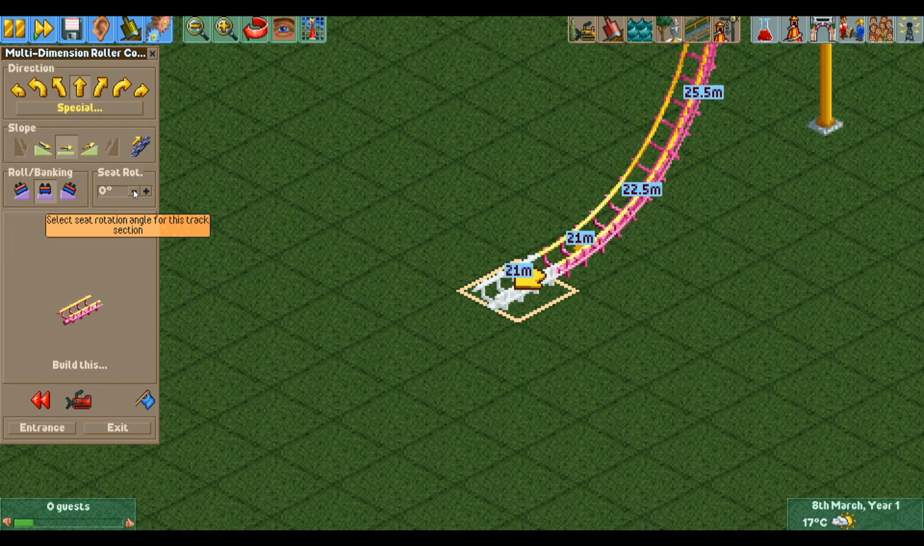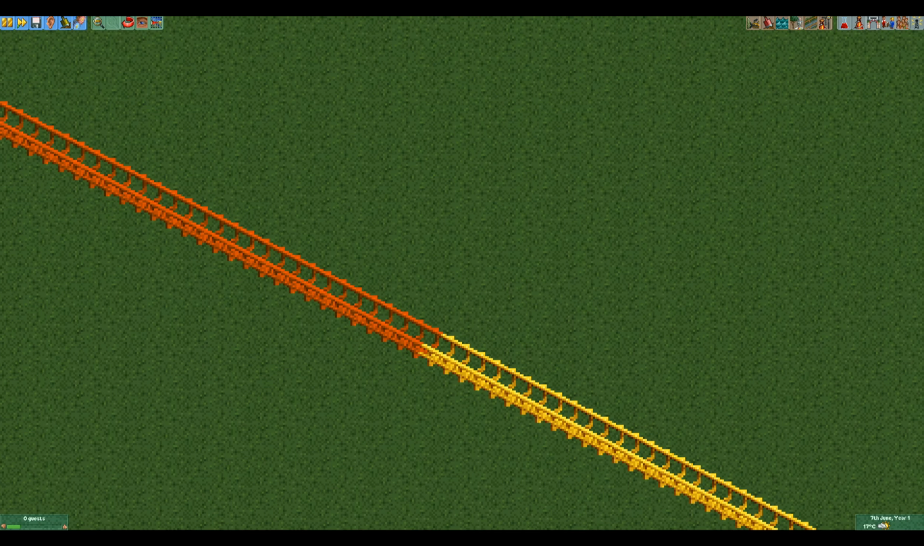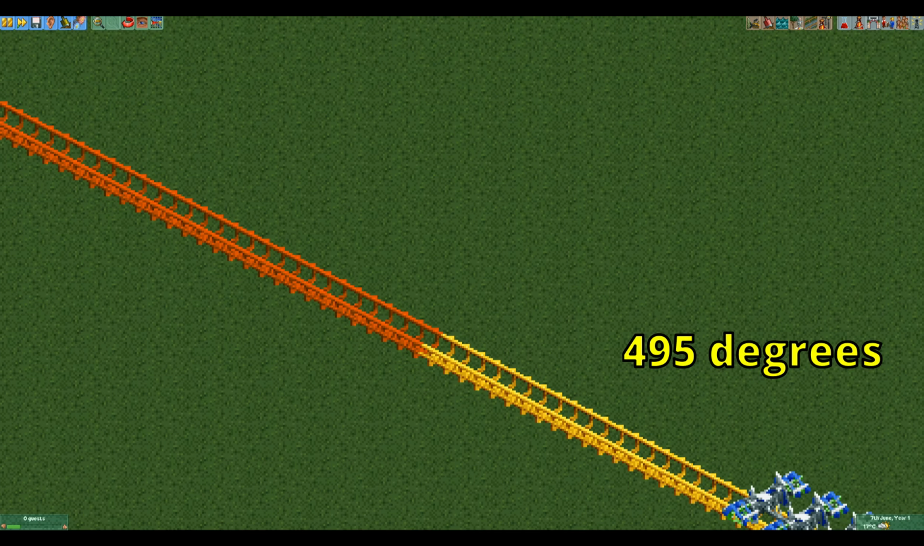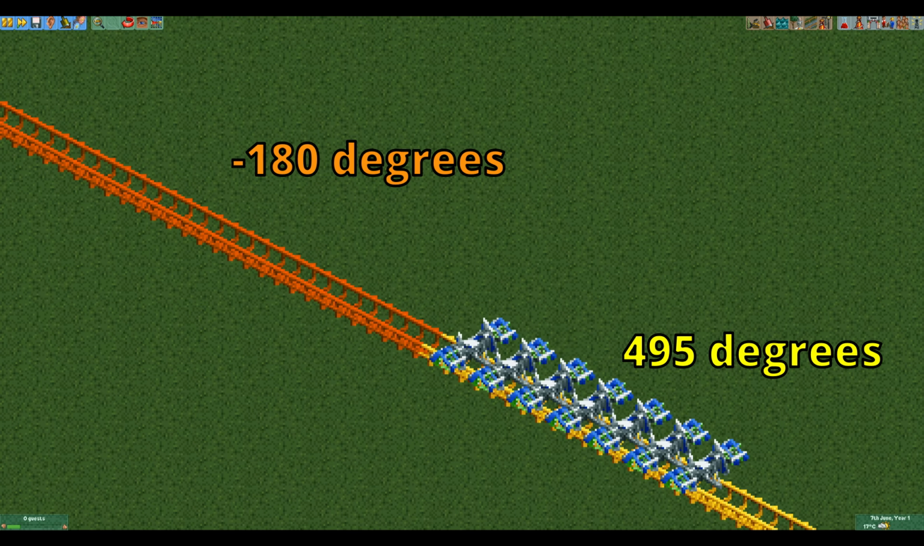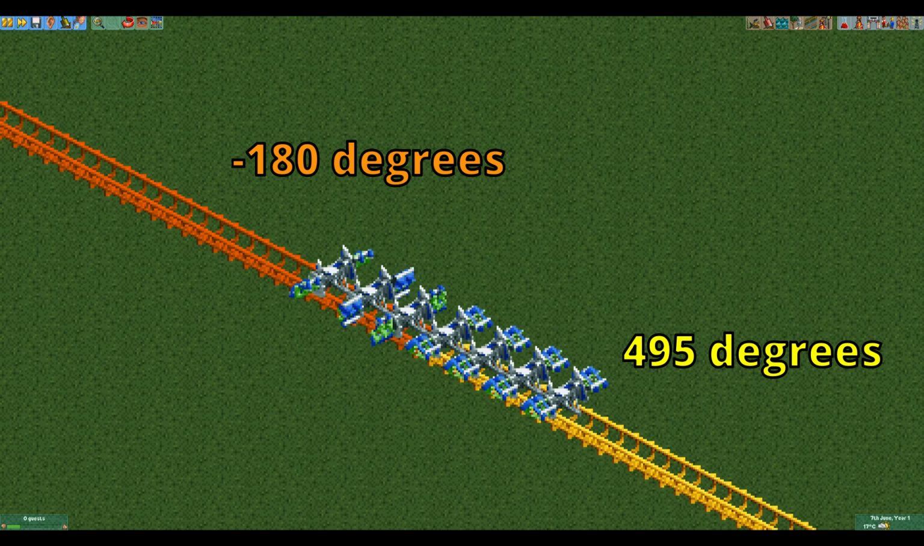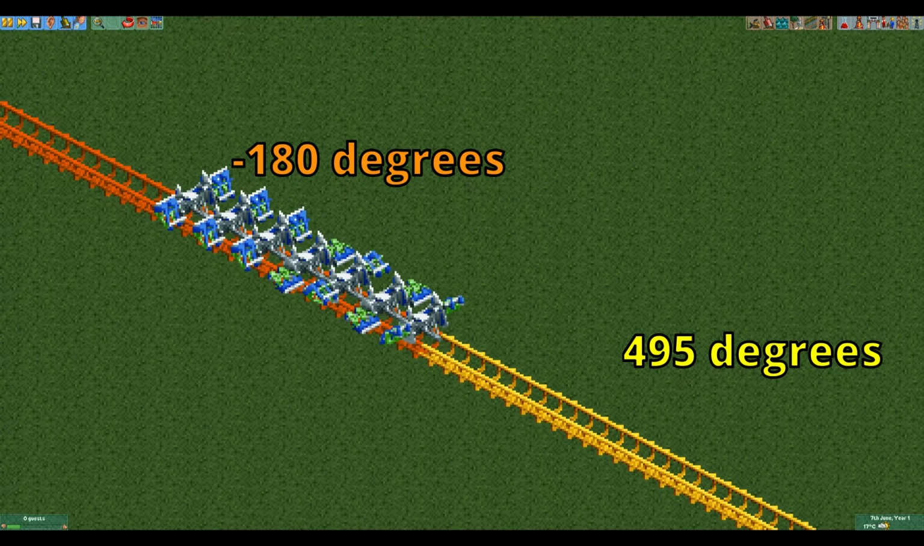For every track piece you can input the amount of degrees that the seat should be rotated compared to the standard position. This goes from minus 180 to plus 495 degrees in steps of 45 degrees. This means that if you put 495 degrees on one track piece and minus 180 on the next, the seat has to do almost two entire backwards rotations.